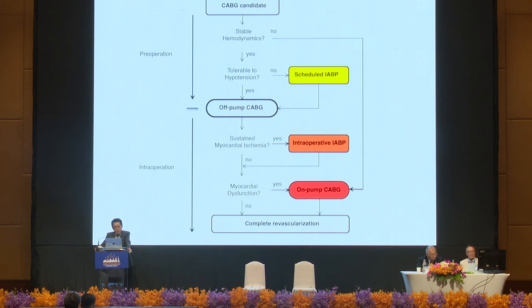And if you find the patient has left ventricular dysfunction, such as pulmonary artery pressure elevation and hypotension, our team should take urgent action. So a patient who has myocardial dysfunction should go to on-pump surgery in an unhurried elective fashion, not urgent. And finally, all patients should have the complete revascularization at the end of the surgery.